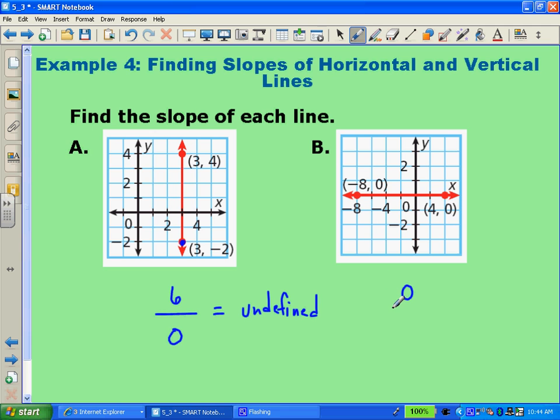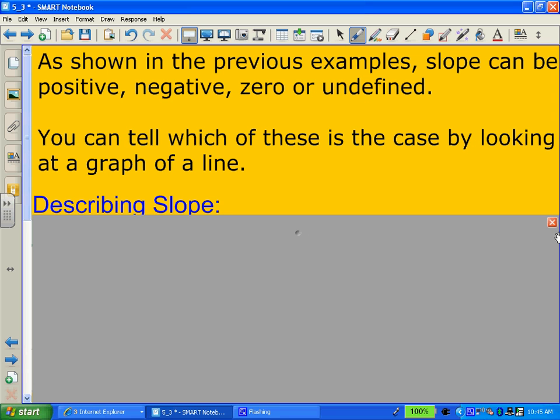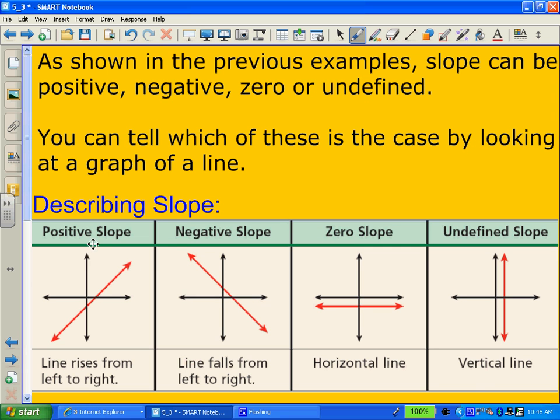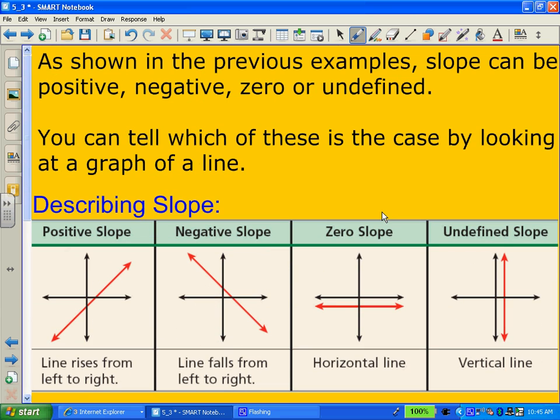Let's look at horizontal lines. Again, rise over run. How much do I have to go up? None. How much do I have to go over? -8 to 4, that'd be 12. Now remember, 0 divided by anything is 0. So horizontal lines always have a slope of 0. Vertical is undefined, horizontal 0. So as you can see, we have different types of slopes. We have positive slopes, negative slopes, 0 slopes, and undefined slopes.